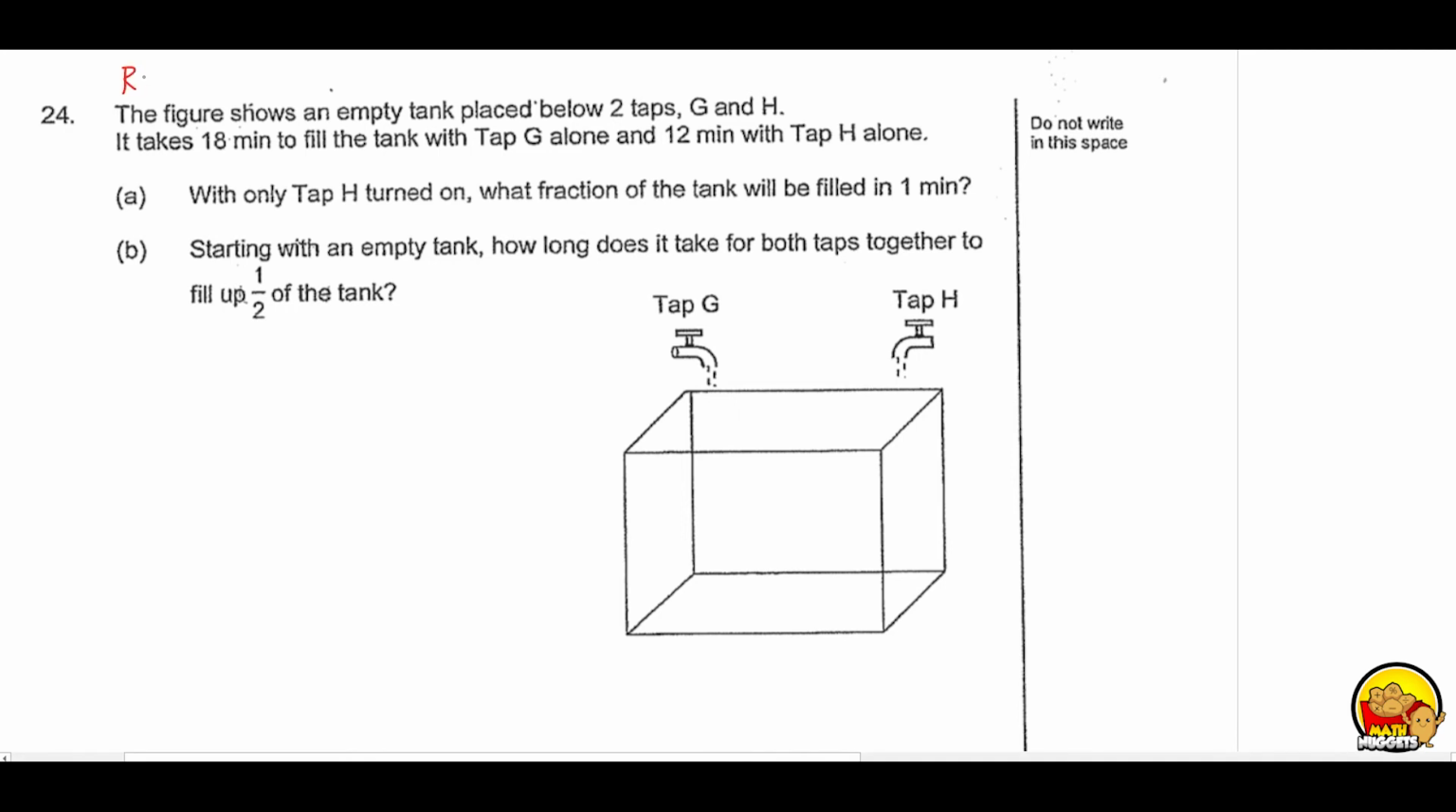This is a rate question. So there are two taps, G and H. 18 minutes to fill the tank, that's for G alone. And 12 minutes to fill the tank, that's tap H alone. So part A is asking, with only tap H turned on, what fraction of the tank will be filled in 1 minute?